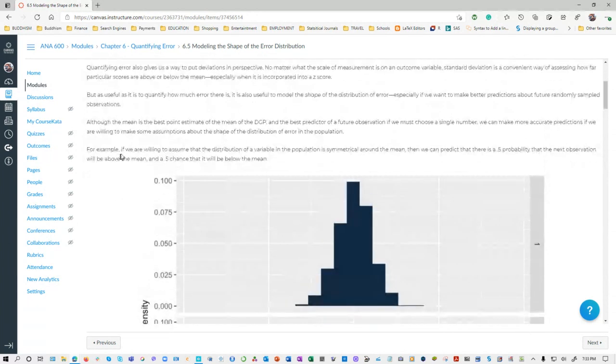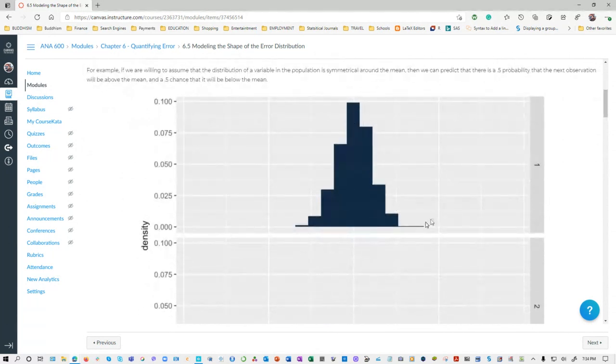For example, if you are willing to assume that the distribution of a variable in the population is symmetrical around the mean, I'm talking about the population, not the sample, then we can predict that there's a 0.5 probability that the next observation will be above the mean and a 0.5 chance that it will be below the mean, since the population distribution is symmetrical.